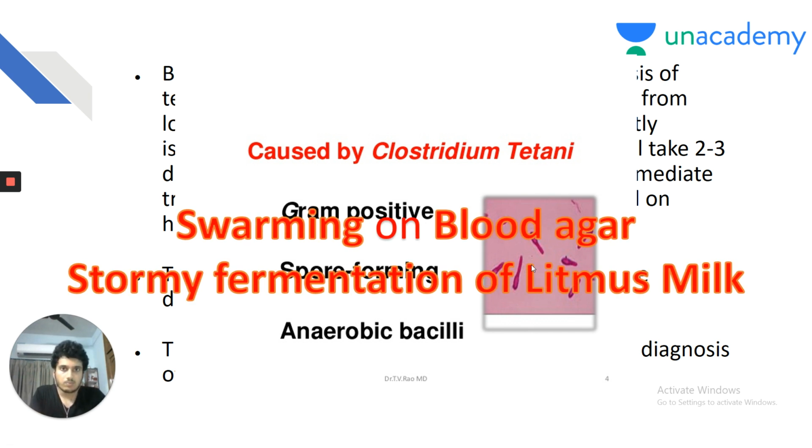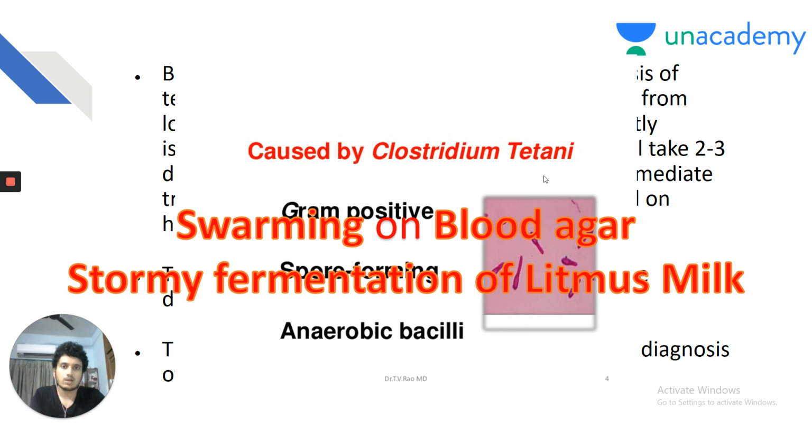And again, these are very important microbiological findings of Clostridium tetani. It is important theoretically as it causes swarming on blood agar and stormy fermentation of the litmus milk. So, swarming on blood agar and stormy fermentation of the litmus milk, a gram-positive anaerobic organism with drumstick appearance on the gram stain. Again, my dear friends, there can be a potential image-based question.